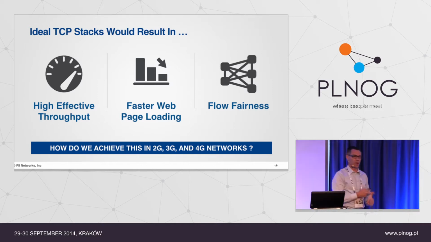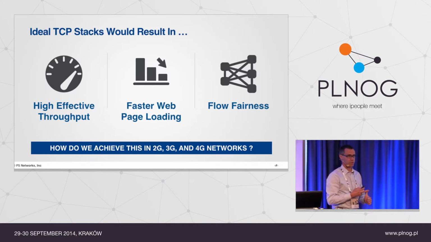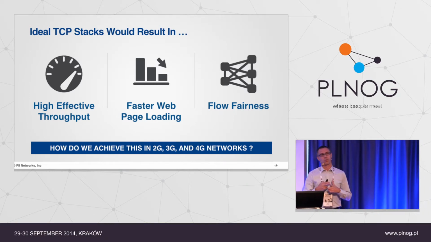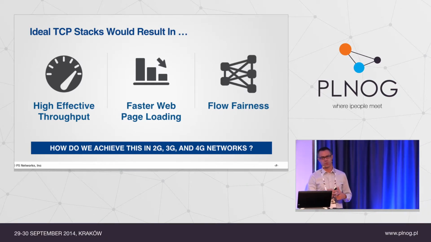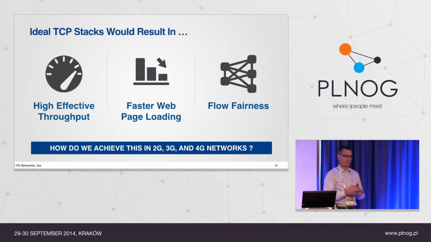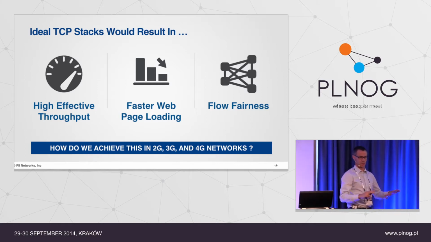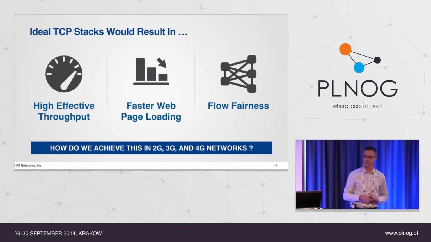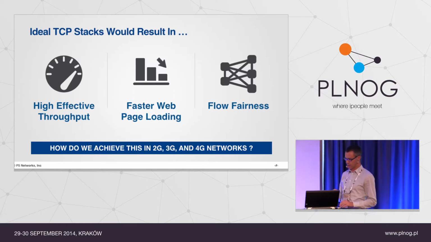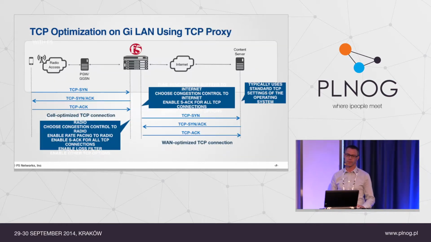So it's all about high effective throughput, bandwidth, web page load times, try to get them as low as possible, and then flow fairness, right? If you have multiple users sharing the same bandwidth, you should try to make sure that the bandwidth is evenly distributed between all the users we have.